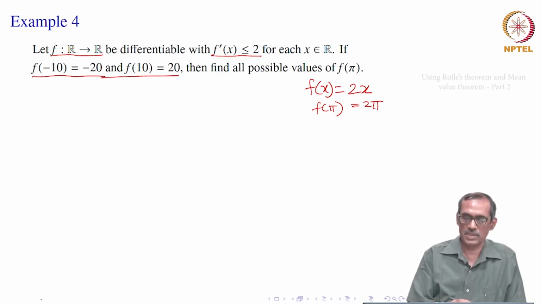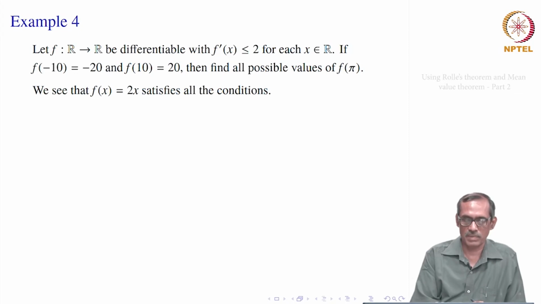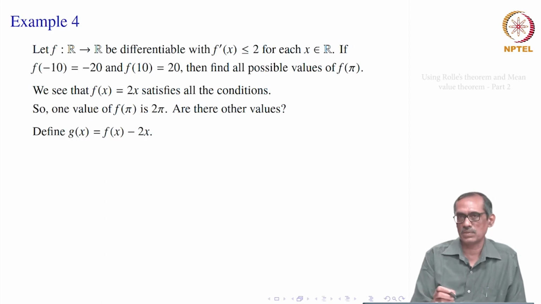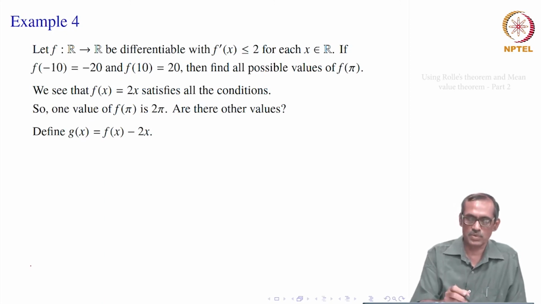So, it is asking us to find out all possible values of f of pi. Now, you see f prime x is less than or equal to 2. So, it does not look like we will get another value. Okay, let us try and see what happens. So, first thing is f of x satisfies this, so we get f of pi as 2 pi as a possible value. Now, we want to show that this is the only value. So, our guess was f of x equal to 2x. So, let us define another function g x, which is f x minus 2x. If we can show that g of x is equal to 0, then that would finish the problem, right, that it is the only value.